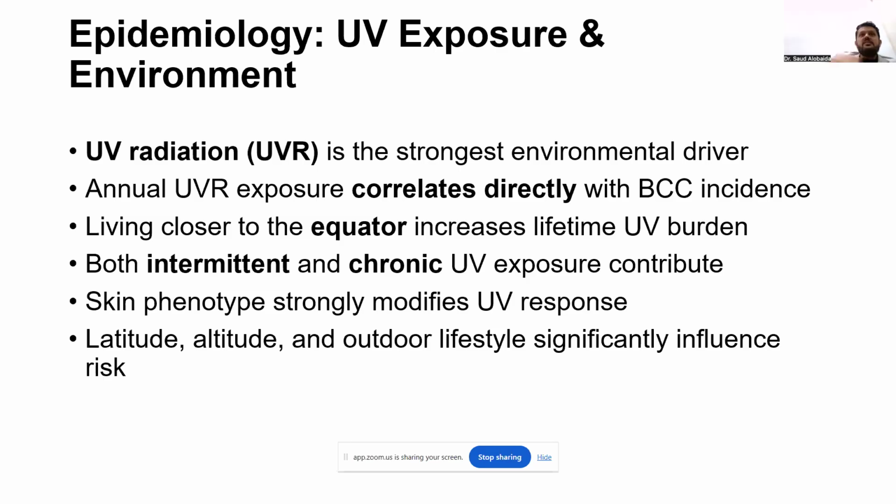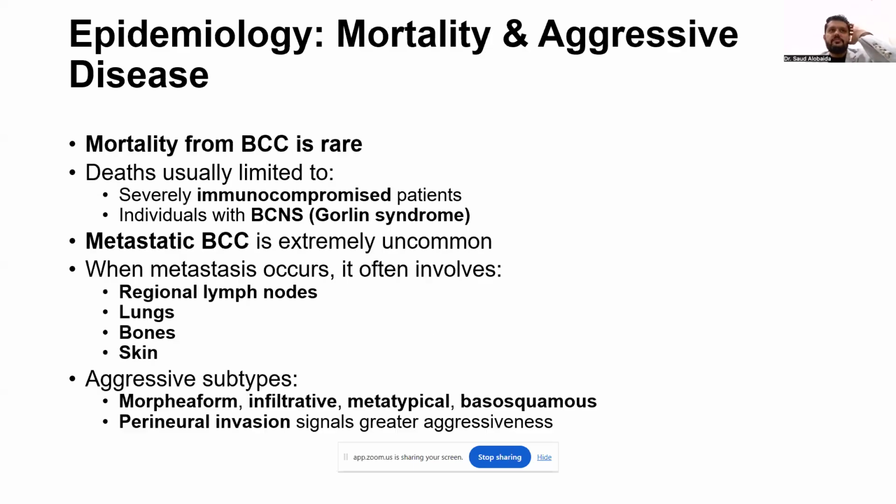So epidemiology, UV exposure: environmental UV irradiation is the strongest driver. So annually, the more you get exposed, the more likely you have BCC. The closer you are to the equator, the higher the BCC, or you have an area with a high UV index. Both intermittent and chronic exposure contribute. And yeah, we're talking about the location and your lifestyle, all these influence the risk.